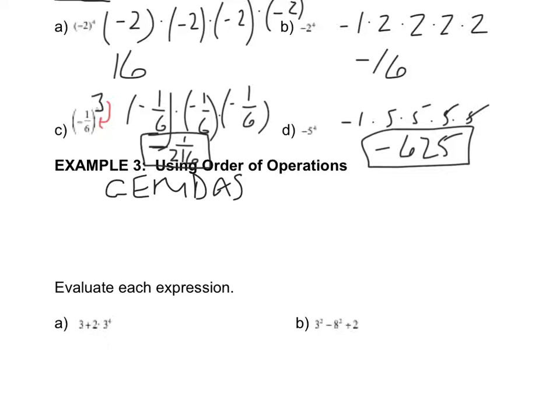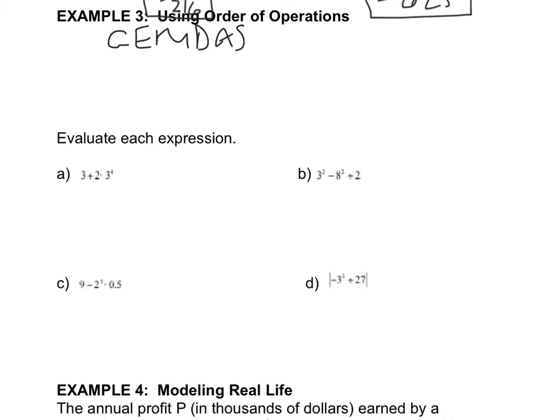Okay, so evaluating expressions. This first one, we have 3 plus 2 times 3 to the 4th. Well, I don't have any groupings, so I don't need to worry about that. But the very first piece that I need to do is this 3 to the 4th. So 3 to the 4th: 3 is the base, and there are 4 of them. If I multiply 3 times 3, I get 9, times 3 is 27, times 3 is 81. And again, don't make the mistake of saying 3 to the 4th is 12. It is 3 times 3 times 3 times 3.